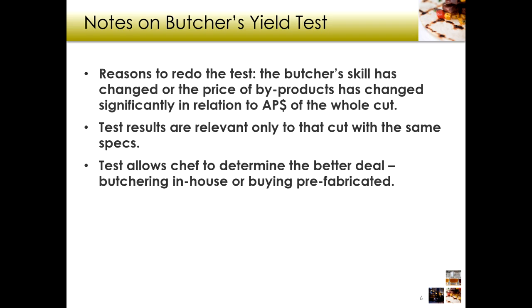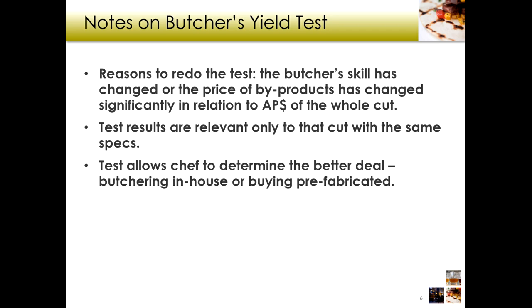So when should we redo the yield test? If we've hired a new butcher or the skill has changed, those percentages are going to change and you're going to get a better yield than that 27.3% on the turkey that we had. Or if you've changed the grade of the product that you're using. For instance, you switch from a grade A turkey to a utility turkey and it's missing a wing. So your yield percentages are going to change. The test results are only relevant to that cut with the same specs or the same grade.